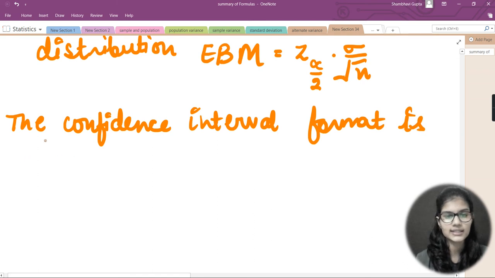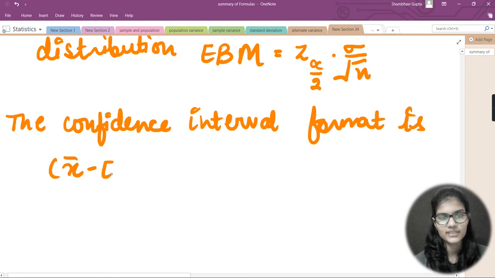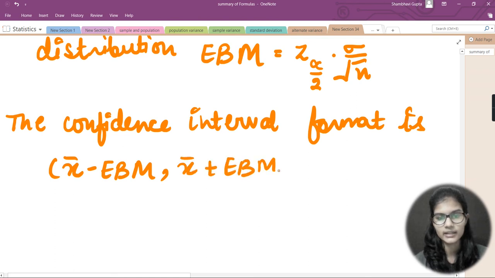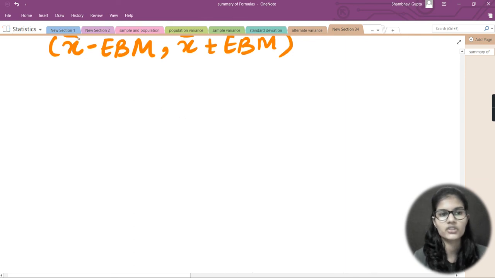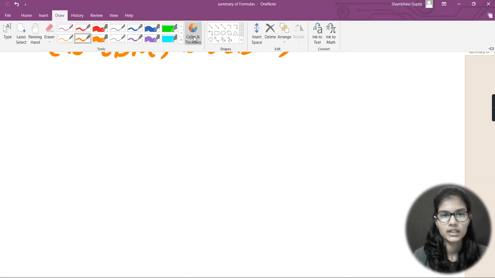I would be adding that it is x bar minus EBM, comma, x bar plus EBM. Even though we have seen this many times, today we are doing a revision, so I'm revising all of the things.